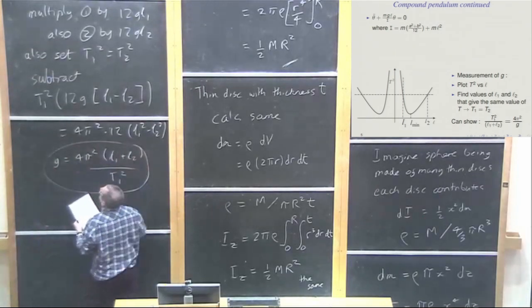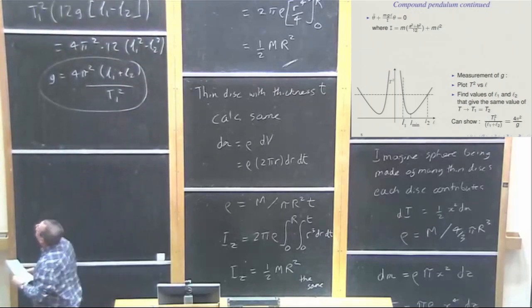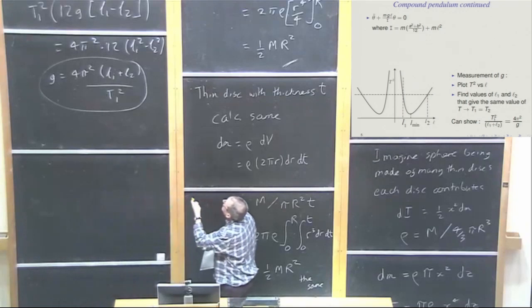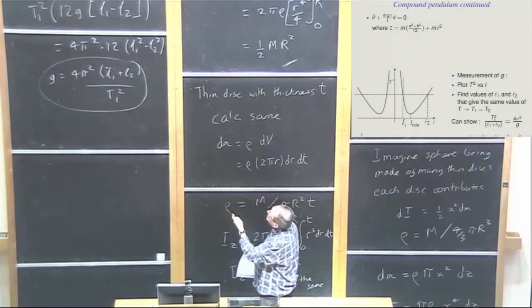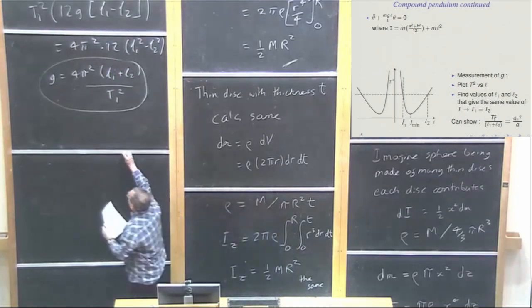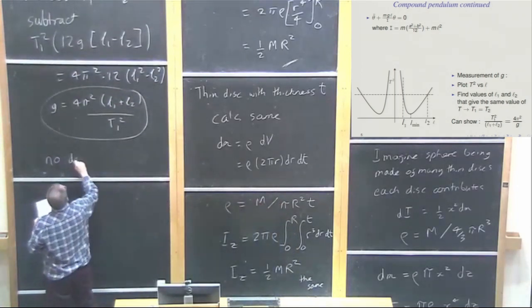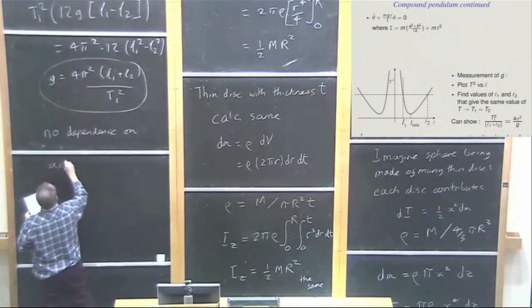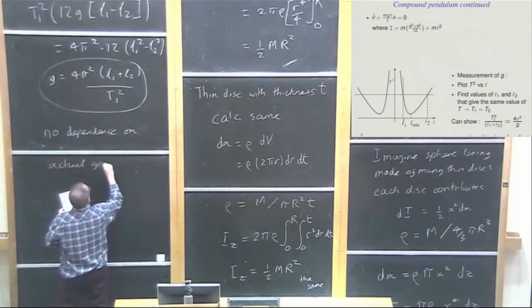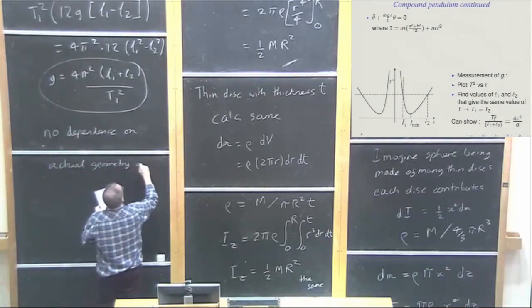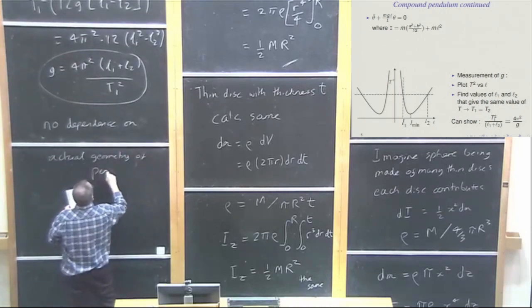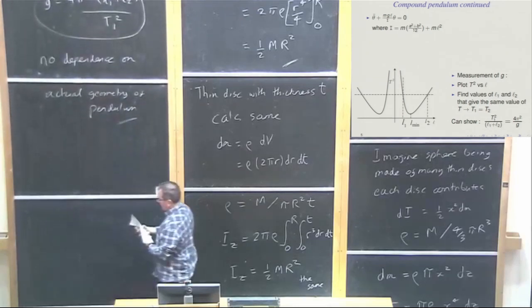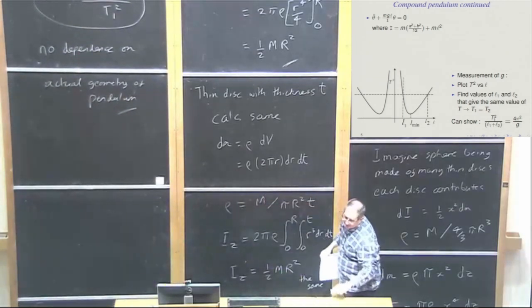Okay, so thank you for your patience. What we've done here is shown that we can calculate g by just measuring the period and looking at the sum of these two lengths. There's now no dependence on the actual geometry of the pendulum. We have an expression which just depends on the distance between the two axes. So that's the parallel axis theorem.